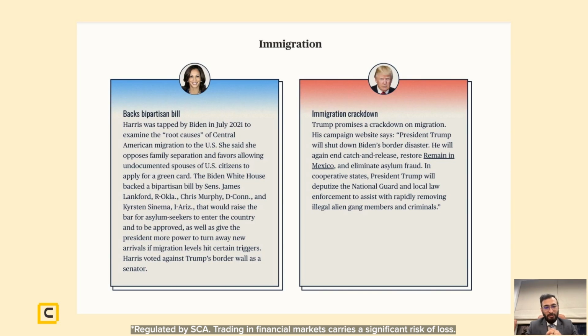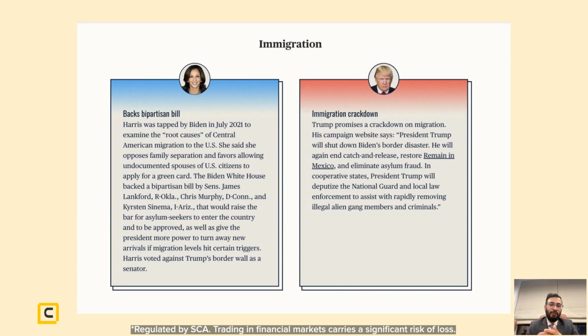As far as Kamala Harris is concerned, she wants to go to the root cause of Central American migration. She has repeatedly said that she opposes family separation and favors allowing undocumented spouses of US citizens to apply for a green card. And they have a bipartisan bill that would raise the bar for asylum seekers to enter the country and be approved. So anybody who wants to seek asylum in the US, a bill would be passed under Kamala Harris's jurisdiction, where they can enter the country and be approved, and it gives the president more power to turn away new arrivals if immigration levels hit certain triggers.